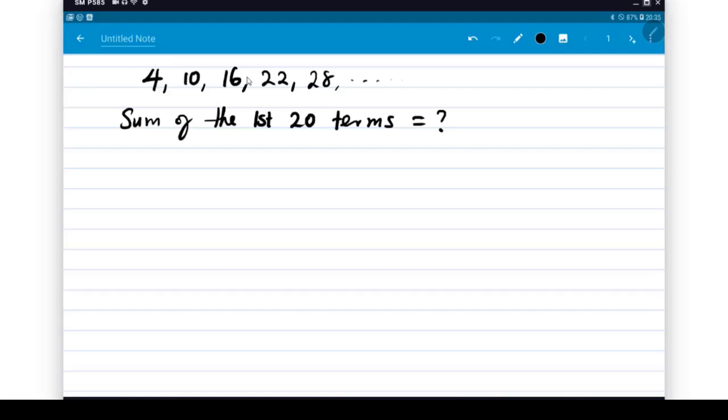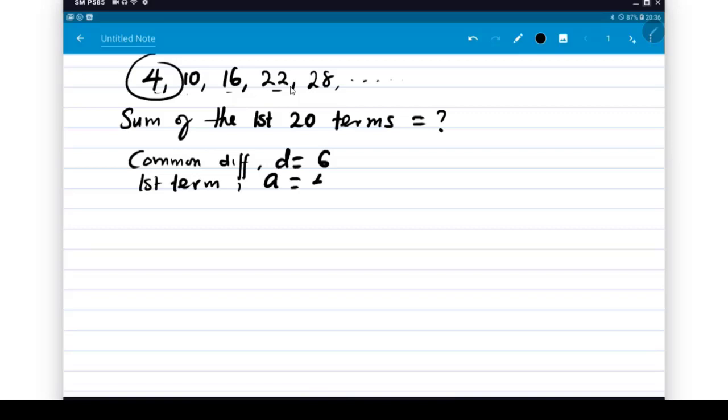From this sequence, as you can see, we have 4, 10, 16, 22, 28, and so on. So it is obvious that the sequence has a common difference. That is, you add 6 to get 10, plus 6, 16, plus 6, 22, plus 6, 28, and so on. So it means our common difference, that's our D, is 6, because that's the number we're adding to get the terms. Plus 6, plus 6, plus 6. Alright, and our first term, A, is 4.